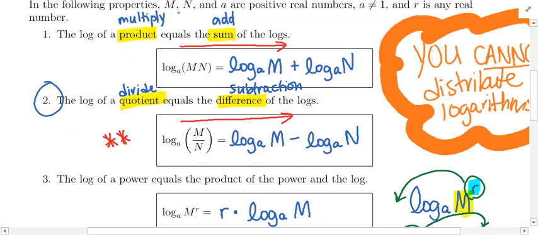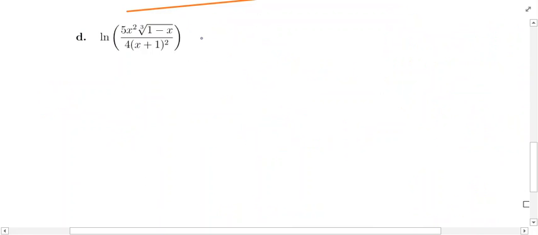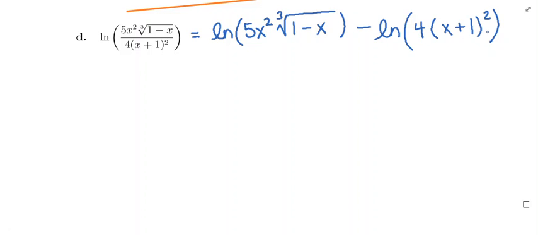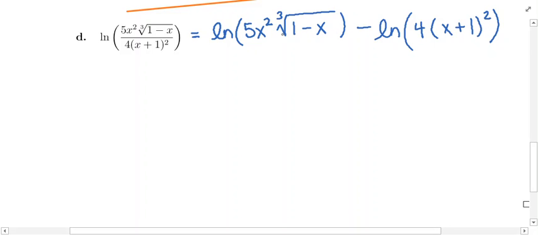Let's go back to the problem. Since this is the logarithm of a fraction, we're going to break this up into the natural log of the top, the natural log of 5x squared times the cubed root of 1 minus x, minus the natural log of the bottom, which is 4 times x plus 1 squared. So it's the natural log of the top minus the natural log of the bottom. Now we need to keep going. We're going to have to expand each of these logarithms themselves.